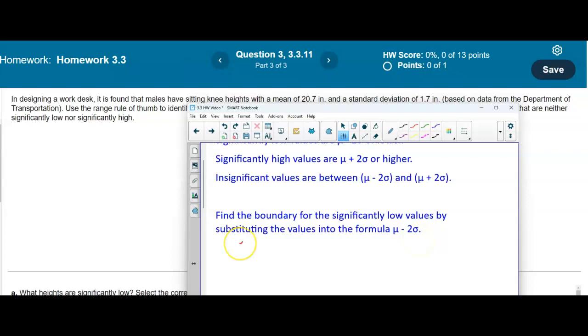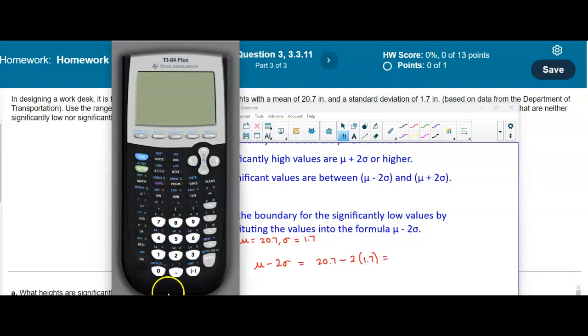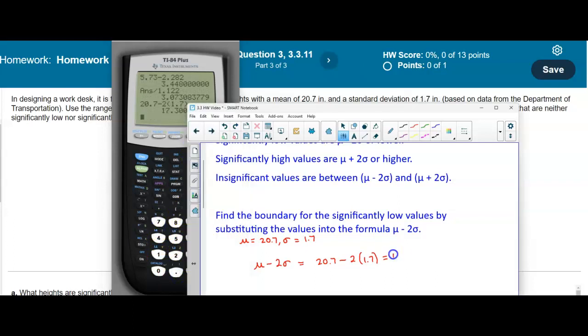So in the problem, we see that the mean is 20.7 inches, and we know that the standard deviation is 1.7 inches. So using this formula, we're going to go ahead and plug that in. So we have 20.7 minus 2 times the standard deviation of 1.7. So what does that give us? Let's go ahead and do that. So we have 20.7 minus 2 times 1.7, and that equals 17.3.